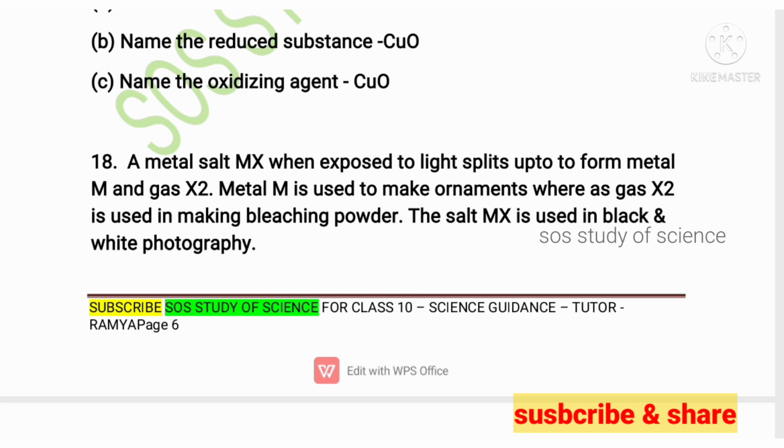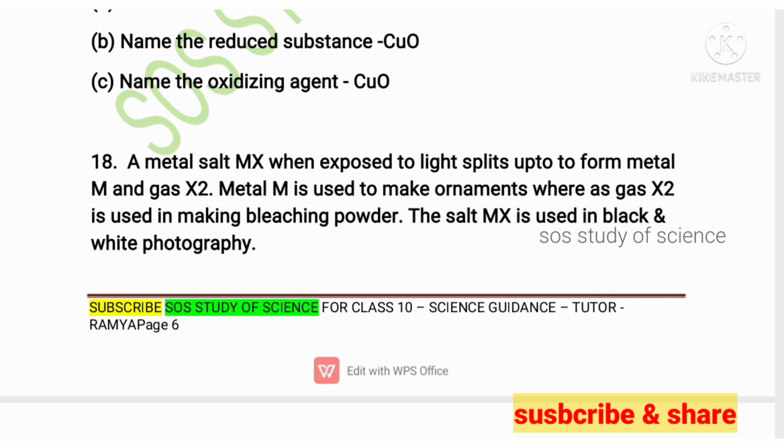So when silver chloride is exposed to sunlight, we get silver and chlorine, that is M and X2. The gas released here is chlorine gas. Metal M is used to make the ornaments. We have identified the metal, that is silver, and the gas released is chlorine. See, they are also giving one more hint to identify the gas. The gas which is released here is used in the bleaching powder.